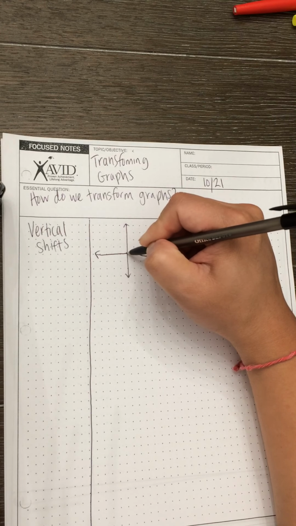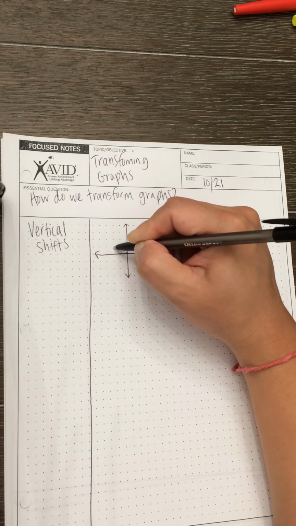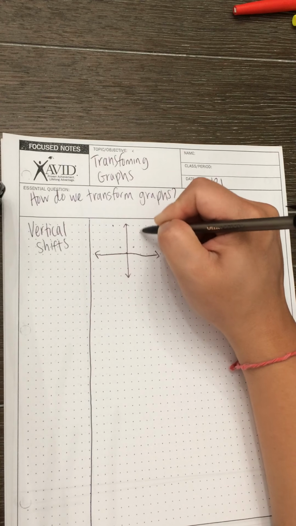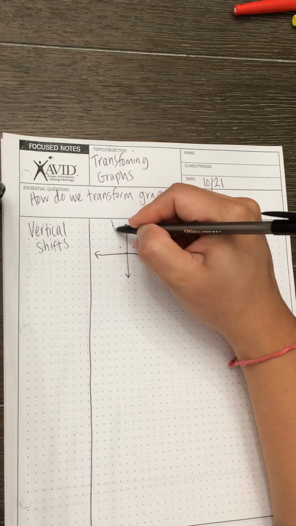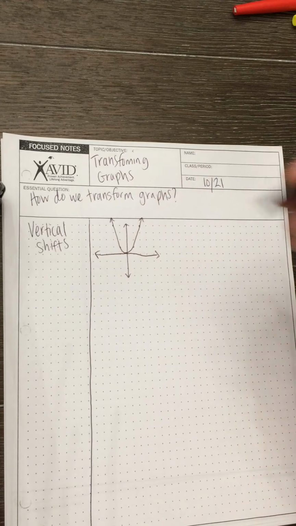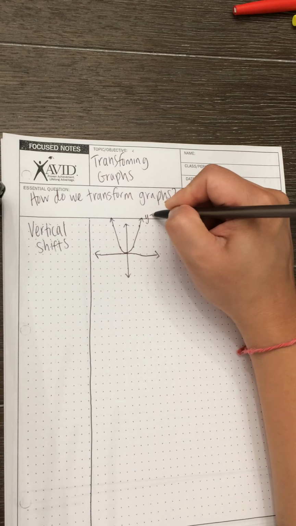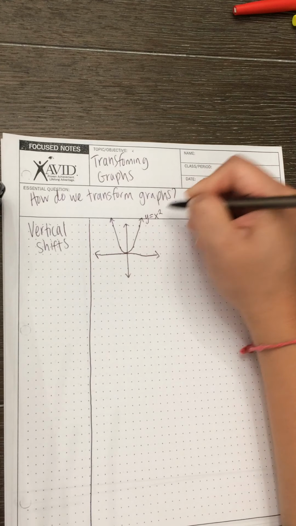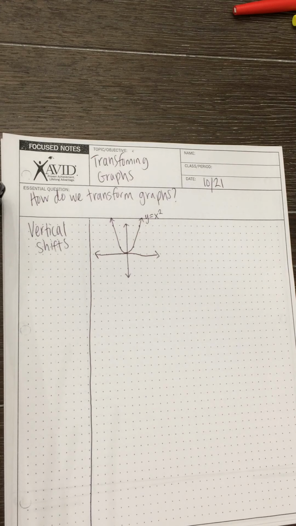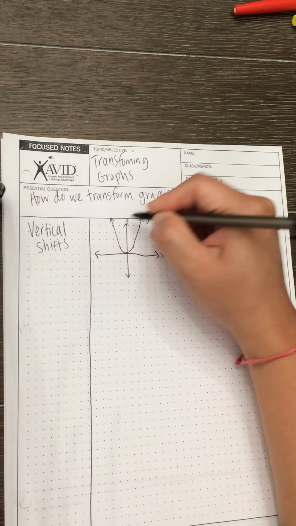So I always do 1, 1, and then 2, 4. Here's my parabola. I'm just going to use y. We've been using f of x, so I think for these examples, y works really well, and so I'll use y. That's x and that's y.